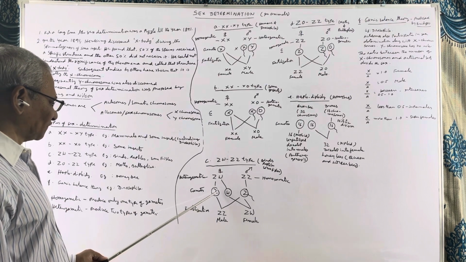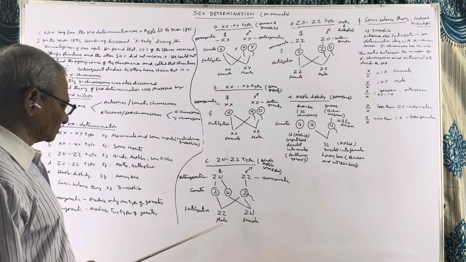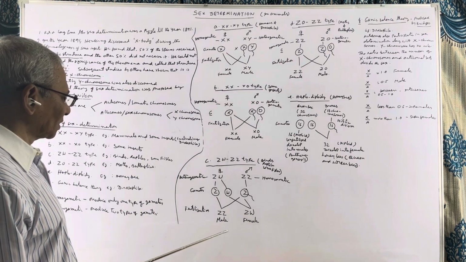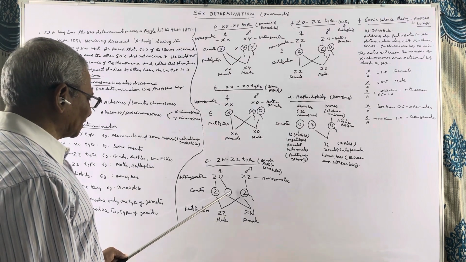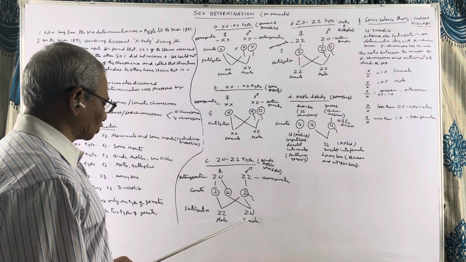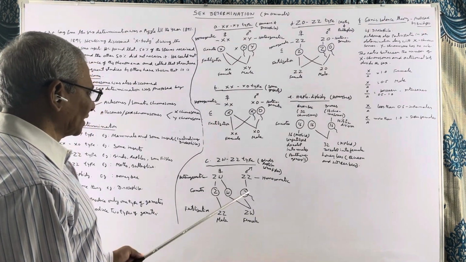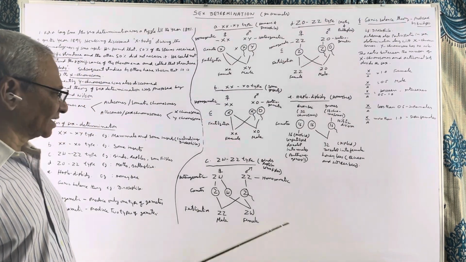Then, if this egg is fertilized by the sperm, we get ZZ combination, and it develops into a male animal. If this egg is fertilized by the sperm, we get ZW combination, and it develops into a female. In this way, in the birds, reptiles, and fishes, sex is decided.